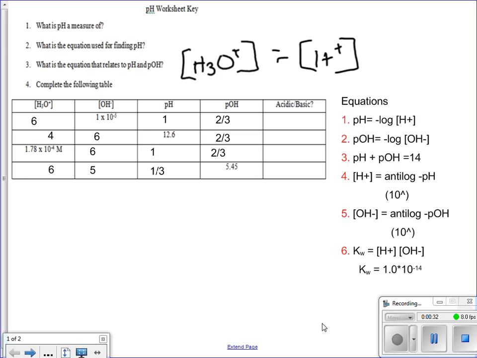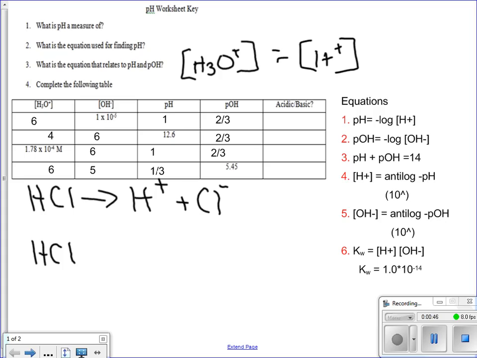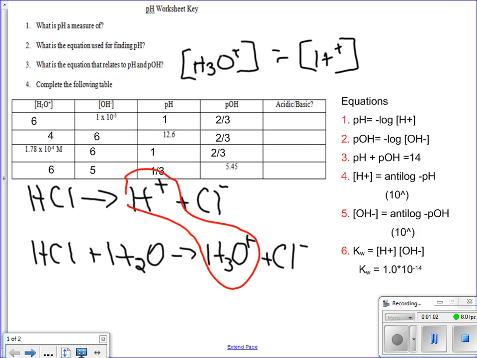And we get that from, if we write this reaction with HCl, we know that it's going to produce a hydrogen ion and a chlorine ion. Well, hydrochloric acid, or HCl, can only exist in water. So if we rewrite the equation of HCl plus water, we get H3O+ and Cl-. So if you notice, we've got the same thing going on in the same equation. So H+ and H3O+ represent the same thing. And anytime we see H+ and H3O+, you should automatically think acids.